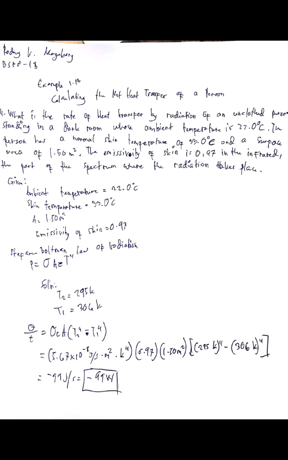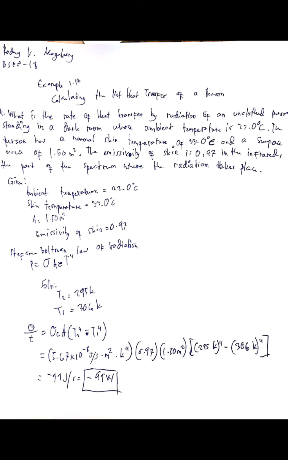Given: ambient temperature is 22.0 degrees Celsius, skin temperature is 33.0 degrees Celsius, A = 1.50 m², emissivity of skin is 0.97. For this, we will use the Stefan-Boltzmann law of radiation: P = σAeT⁴.